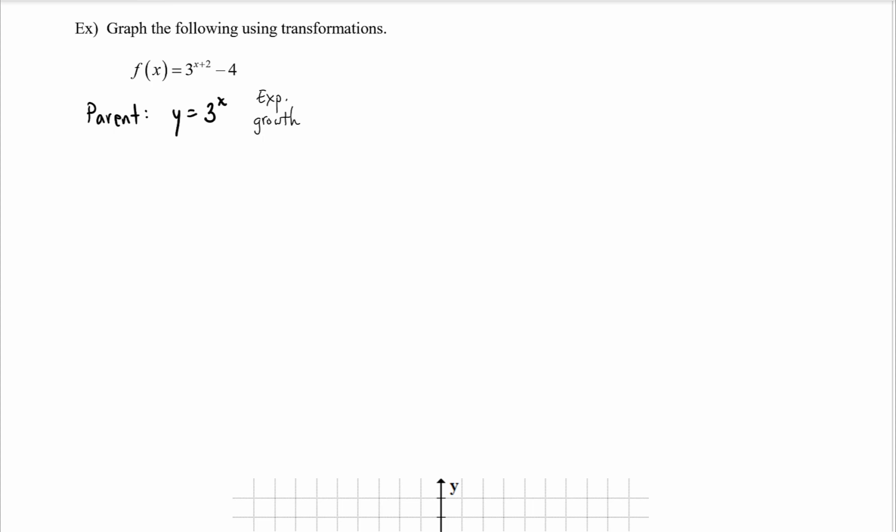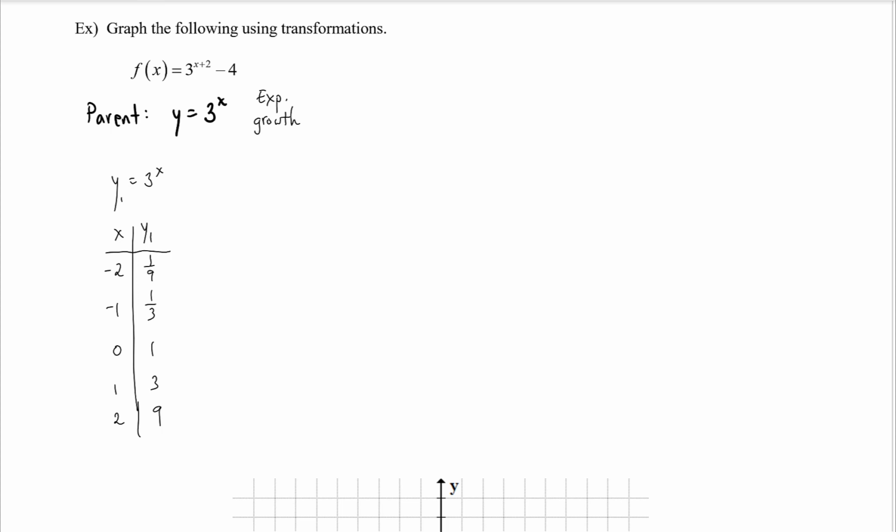So to graph with transformations, I need my parent function to start. So I'm going to have that be y1. I'm just going to get 5 good points. That's usually enough to get the shape. So I'm going to do -2 to get 1/9. -1 would be 1/3. 0 would be 1. 1 would be 3, and 2 would be 9. You can pick any 5 x values that you want, but I don't want to use a calculator, so I'm going to pick those. And then I'm going to apply my transformations.